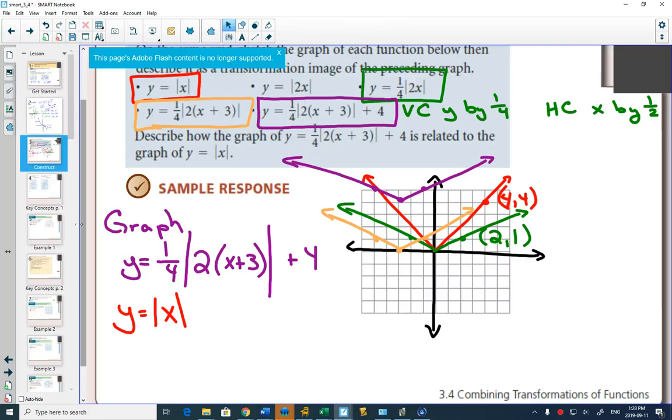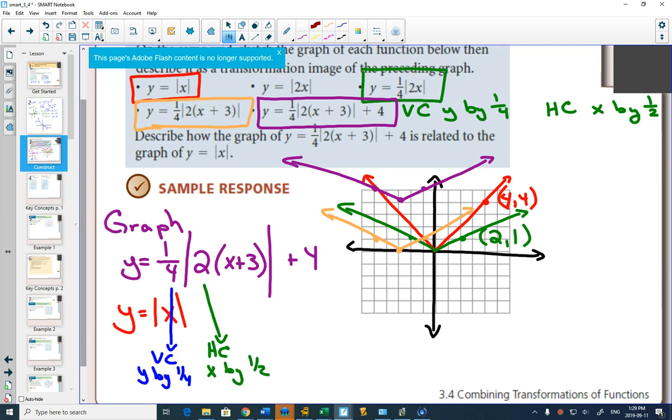I then look at each of the things. The 1/4. We've already said that that's a vertical compression. That's going to multiply y by 1/4. I'm going to switch colors back and forth just so that things don't get too messy. Next, that 2, we already talked about that being a horizontal compression. That's going to multiply x by 1/2.